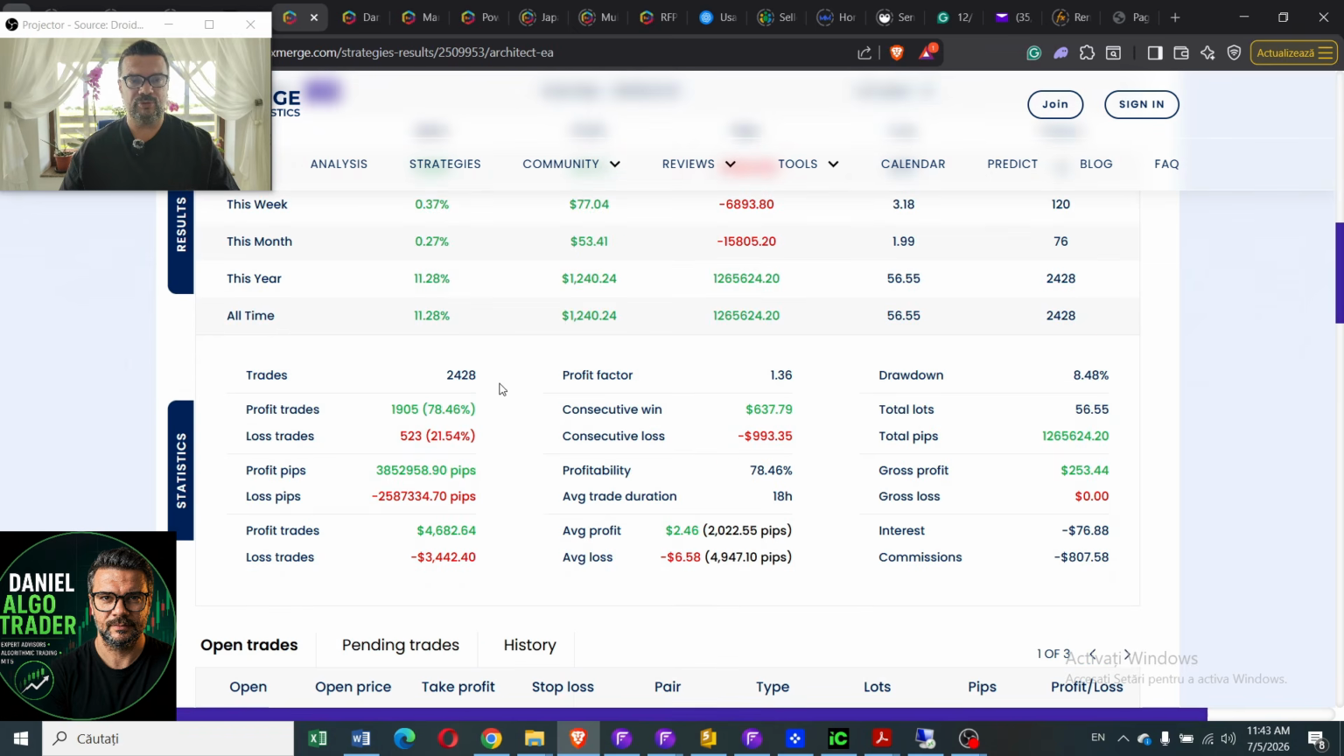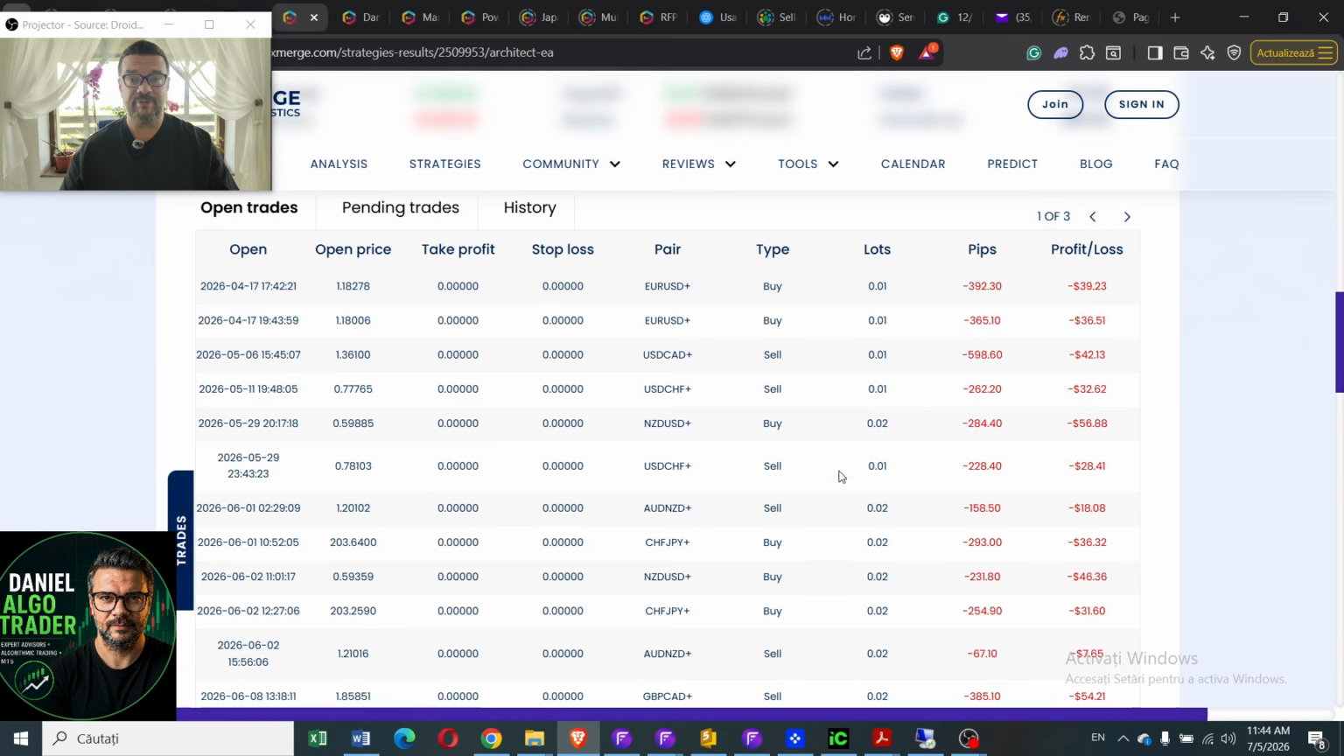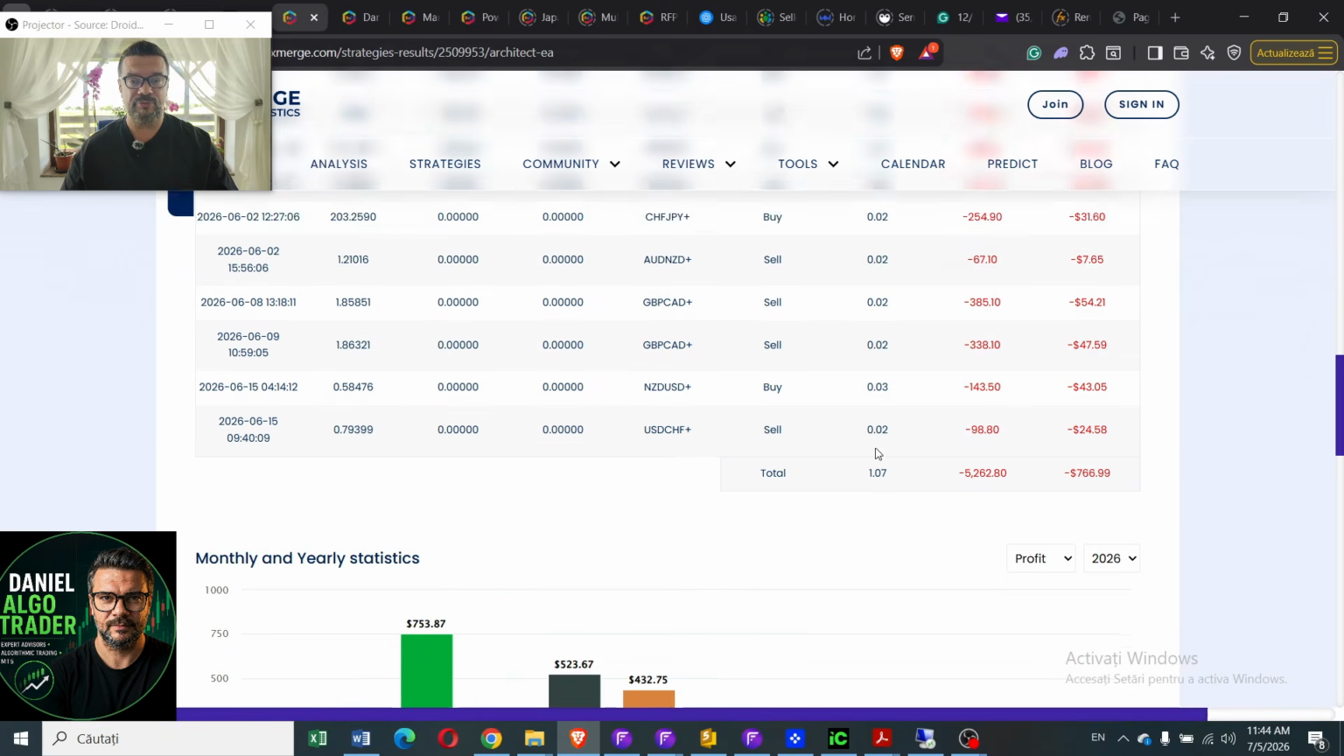I like it. So overall, the details: over 2,400 trades, so a lot of trades. The profit percentage is quite nice, 78%. Profit factor is 1.36. The drawdown is only this. We're going to pay some commissions because there are a lot of trades happening. The average duration is 18 hours, quite similar to what we see there. The only thing about this EA is that it will keep quite a few of the trades open.